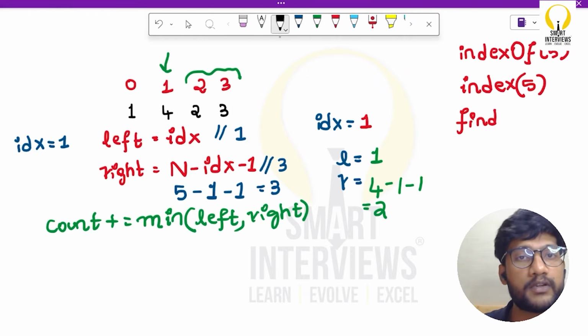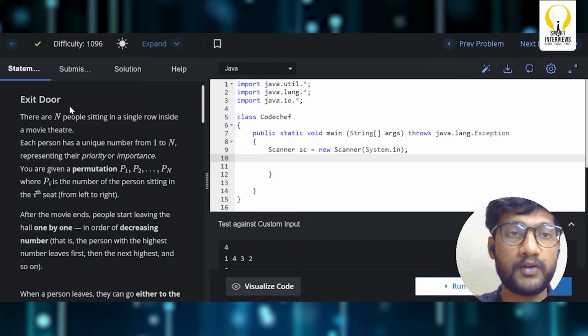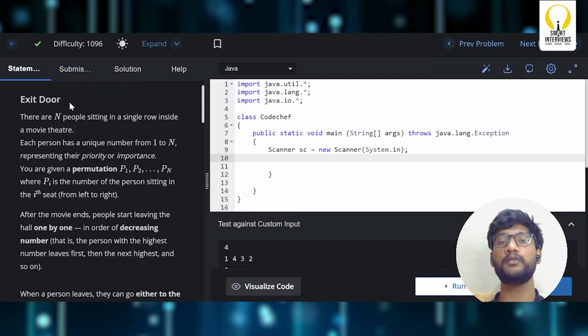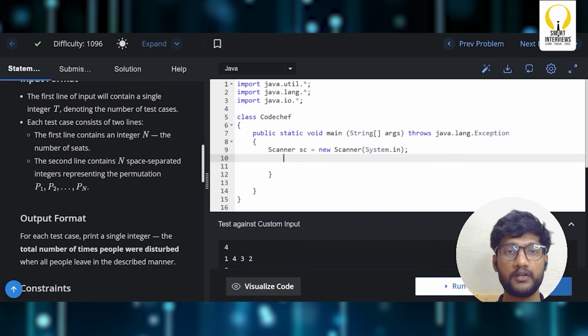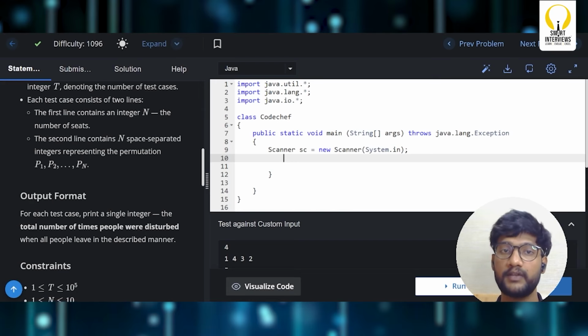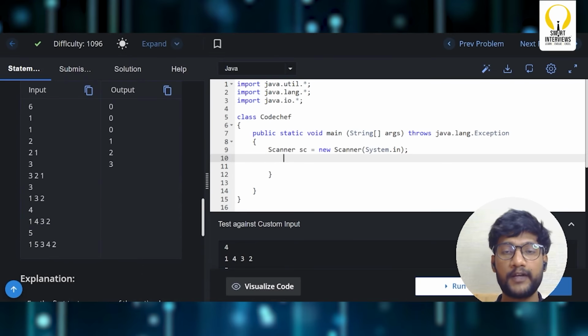Now we'll try to convert this logic into code, guys. We'll move to the CodeChef editor. So guys, now we'll try to convert our logic into code. Exit door. I'll share this problem link in the description, guys. You can check over there. So if you see the test cases or input format, there are a few test cases, right? And in each test case, you have two lines. One is n and one is your array. So we'll try to read that, guys.